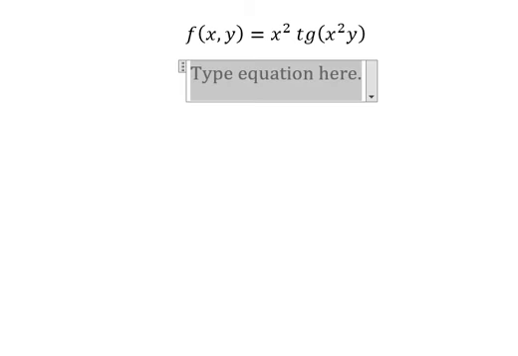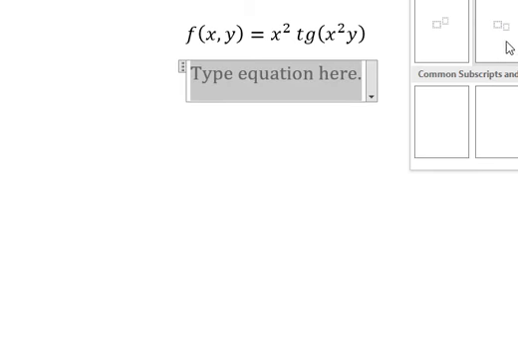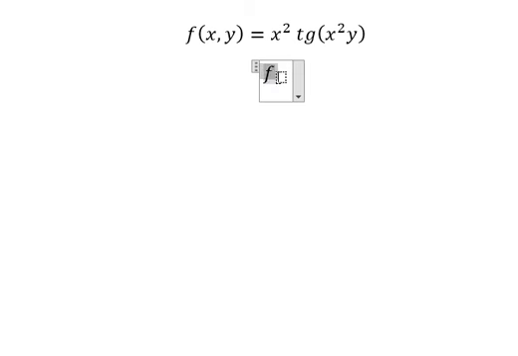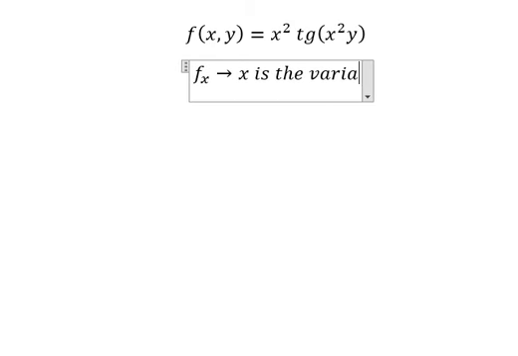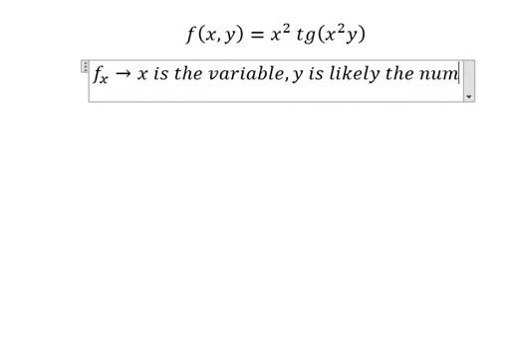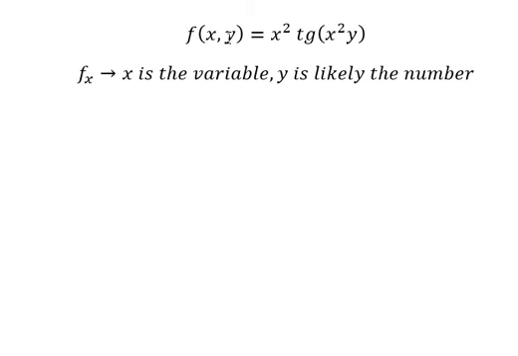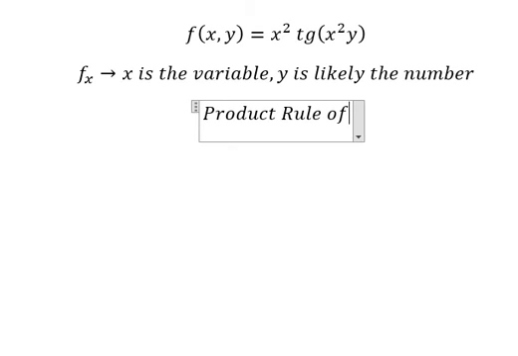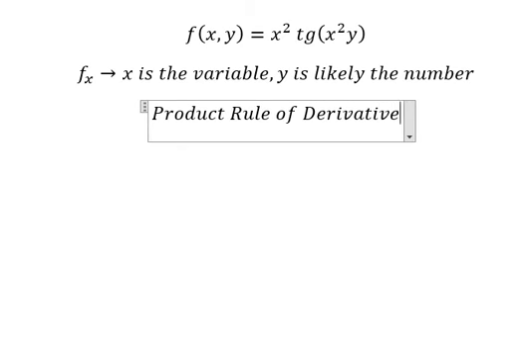So if I do first the derivative of the function with respect to s, that means s is the variable, y is likely the number. So if we do first the derivative of this one, we can apply the product rule of the derivative.